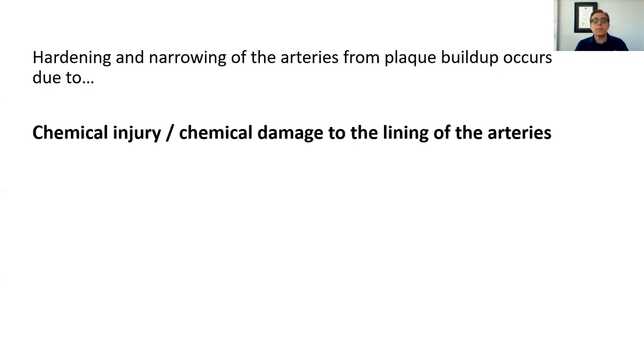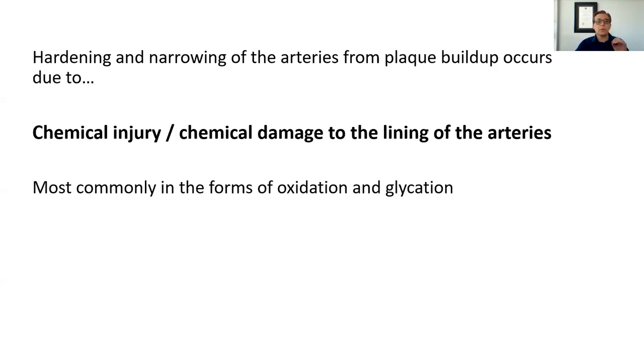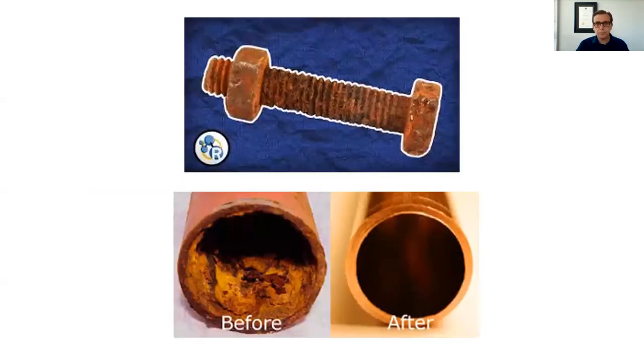So what is this chemical injury? Well, most commonly, it comes in the form of oxidation and glycation. Let me explain these to you, and we'll talk about some practical applications here. A common example of oxidation is rust buildup. Everybody has pretty much seen that. Rust buildup on a metal structure.